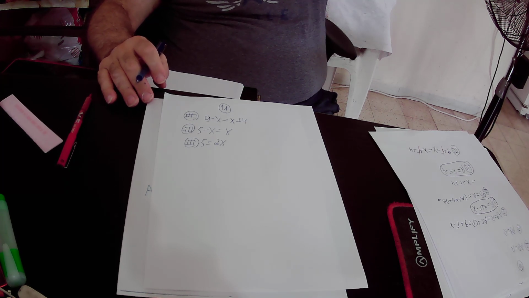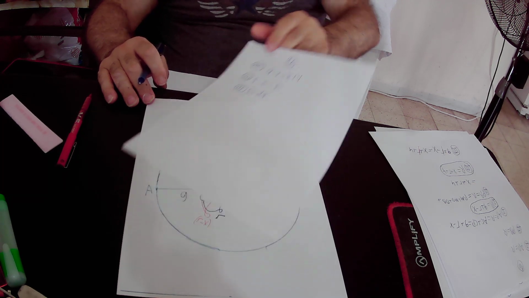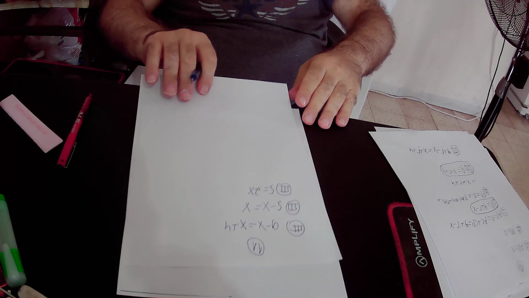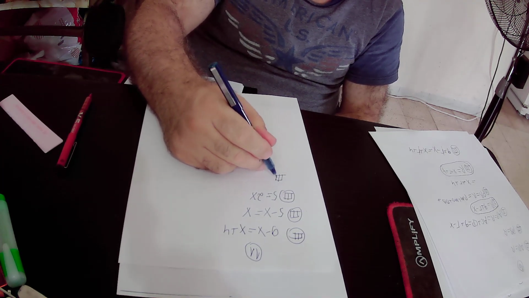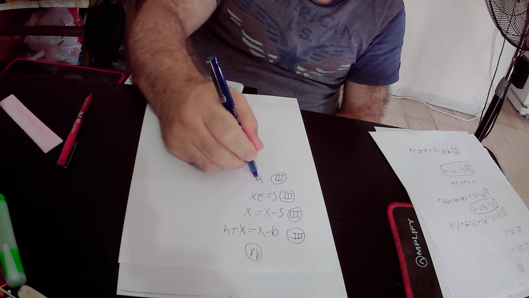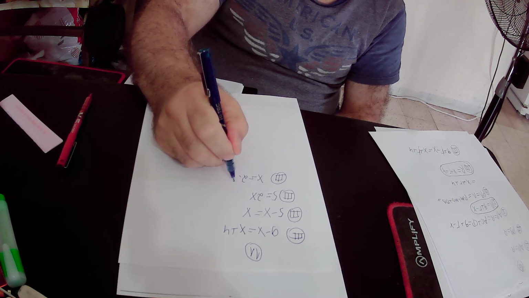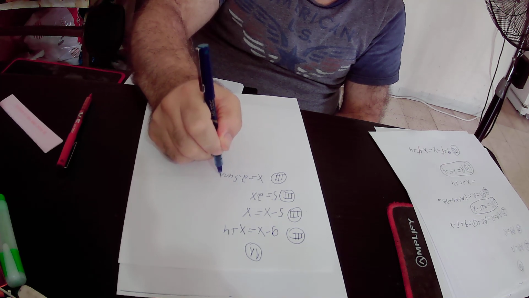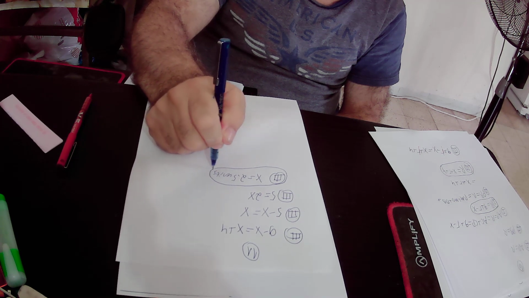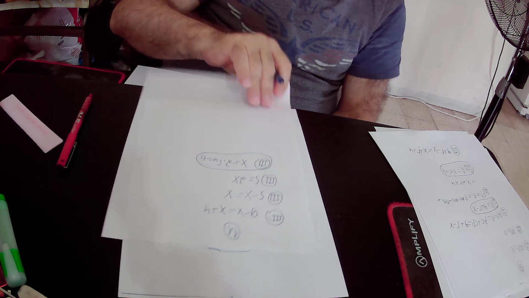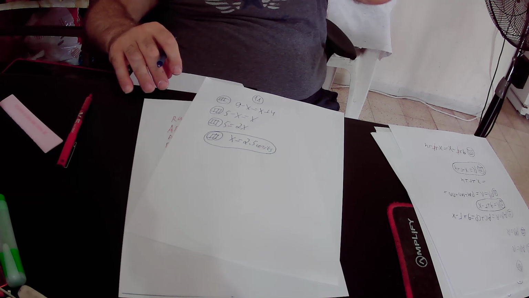Here we will divide this equality by 2 in order to get the value of x. So x equals 5 over 2. 5 over 2 is 2.5 units. So we found out the value of x: x equals 2.5 units.